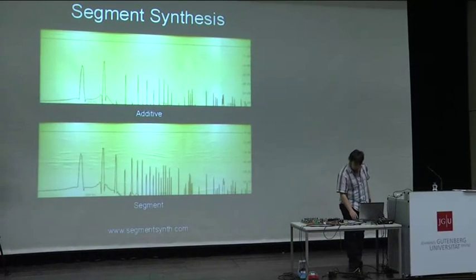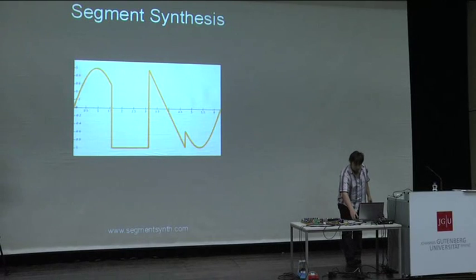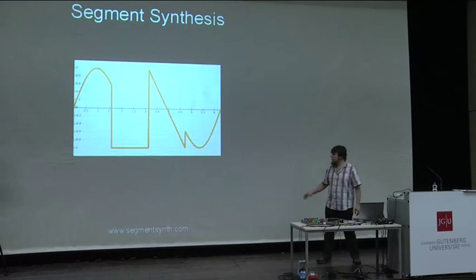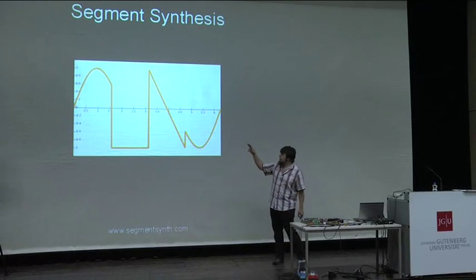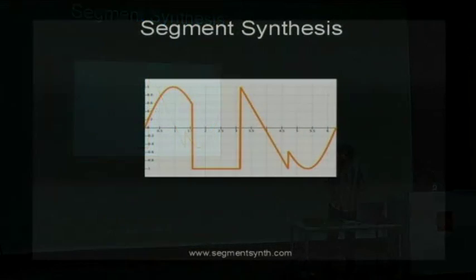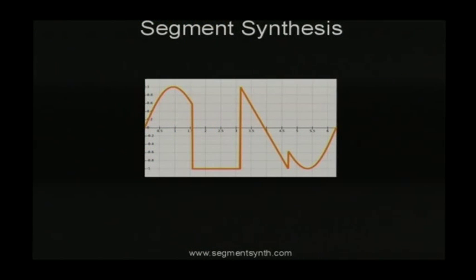And this is because by segmenting, you create these edges, these rough edges, which are the carriers of harmonic content. Because the sine wave is just a sine wave. There's just one fundamental. But as soon as you break it and create the rough edges, you get harmonics.